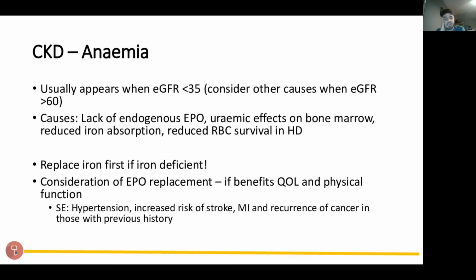Okay. Then, if you do a cost-benefit analysis and a risk-benefit analysis, and you think, well, EPO will help with quality of life, then fine, you can give it. But there are a number of side effects. It can cause hypertension. It makes the blood very viscous, so you can get strokes, MIs. It can cause recurrence of cancer as well in those who've had it previously. So, we don't give it lightly. There is an analysis to be done for every patient that does get it. And always replace iron first.